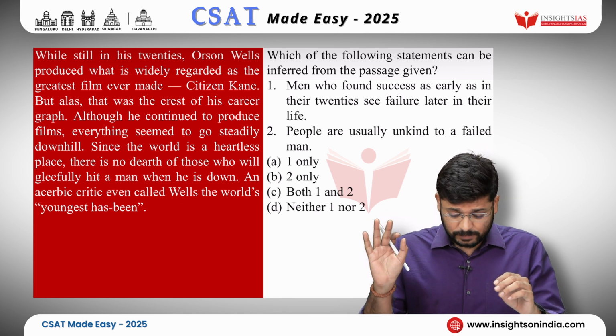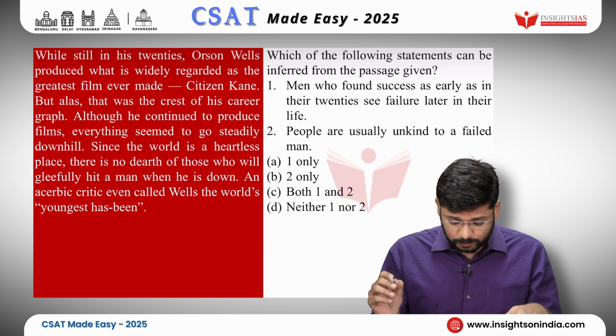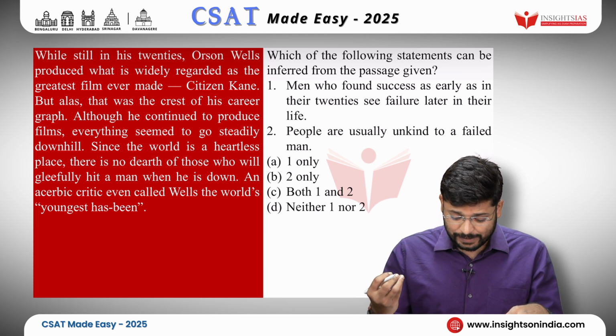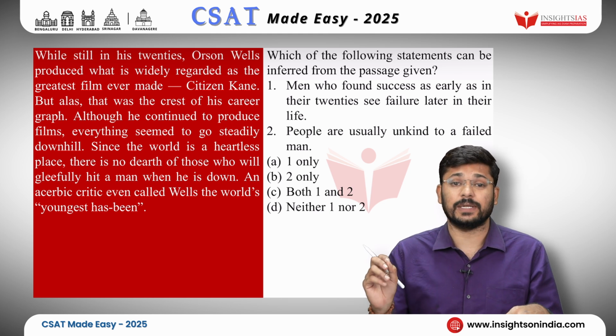Let's read the passage. While still in his 20s, Orson Welles produced what is widely regarded as the greatest film ever made, Citizen Kane. But alas, that was the crest of his career graph. Although he continued to produce films, everything seemed to go steadily downhill. Since the world is a heartless place, there is no dearth of those who will gleefully hit a man when he is down. An acerbic critic even called Welles the world's youngest has-been.